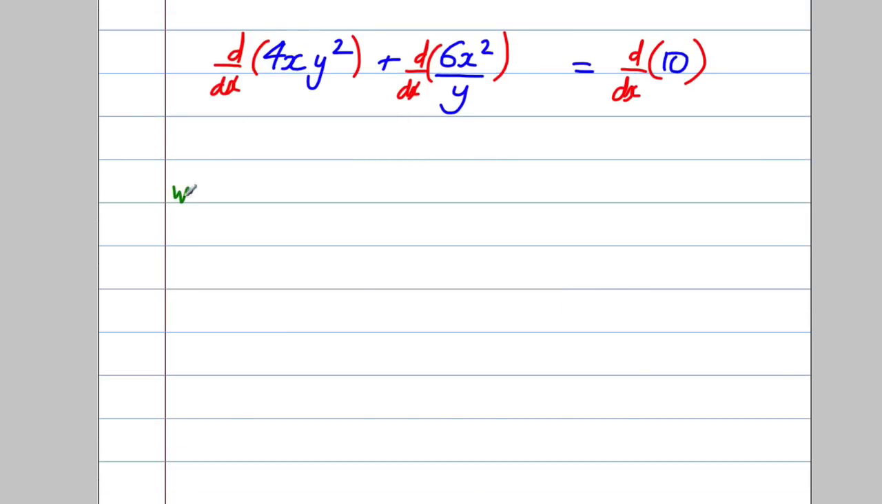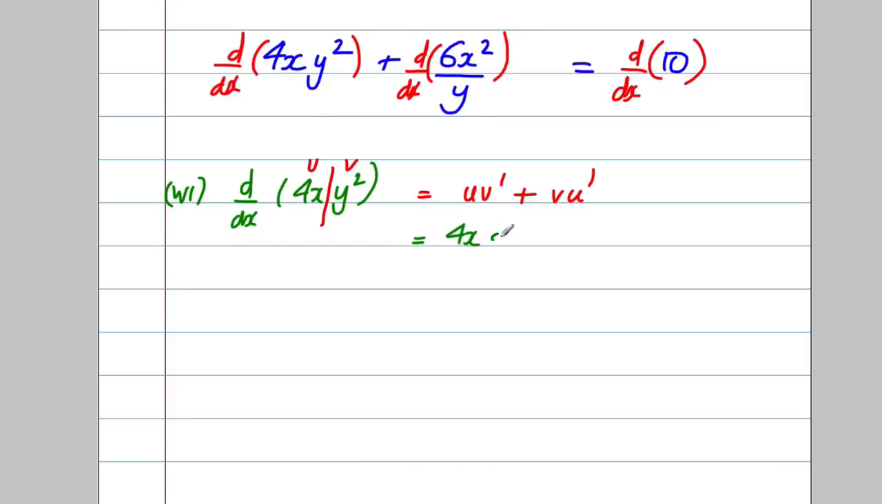So firstly, working 1, let's do the d by dx of 4xy squared. Now, I need to think of this as a product, where that's u and that's my v. And when I differentiate this, I'm going to say that it's going to equal u v dash plus v u dash. So it's going to be equal to u multiplied by this differentiated, so 4x, and then the differential d by dx of y squared, plus v multiplied by this differentiated, so y squared multiplied by d by dx of the 4x.